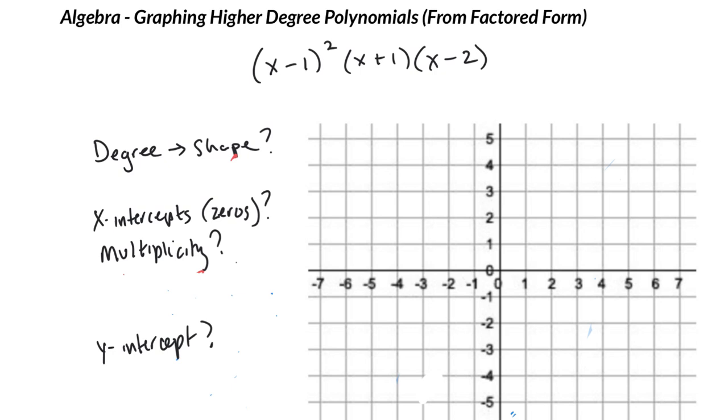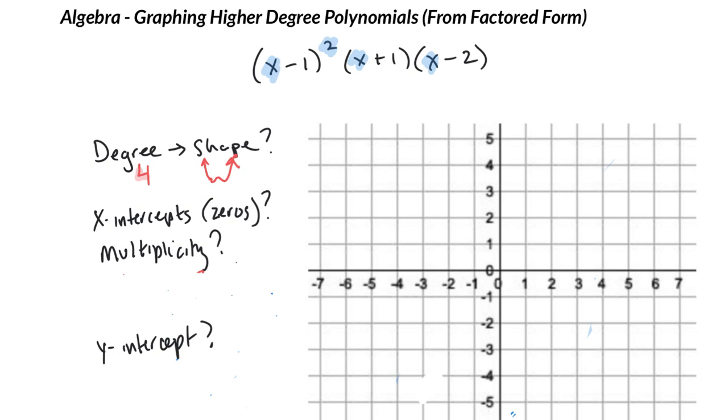All right, so to begin with this one, x minus 1 squared, x plus 1, x minus 2, I like to just note the degree. So we've got x squared, and then x and x. So x squared times x is x to the 4th. So this is a 4th degree, which means its shape is going to be something kind of like this. Any even-powered degree is going to go up in both the positive and negative directions, going out to positive and negative infinity.